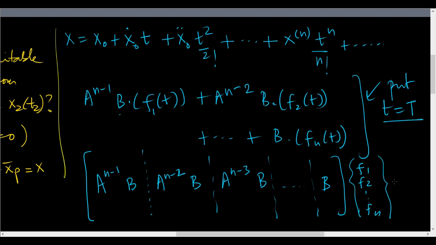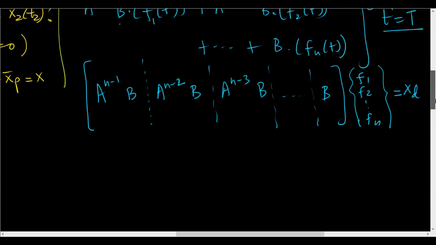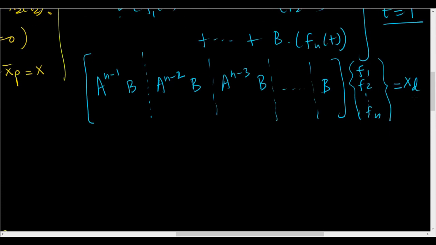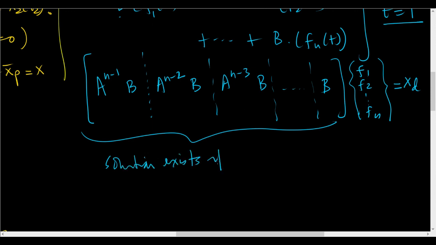and I want this to be equal to some desired value, right? So let's say I want it to be some arbitrary xd. When will a solution exist? A solution will exist if the rank of this is n. So I will admit that I have been a bit hand waving, but this is called the controllability matrix.